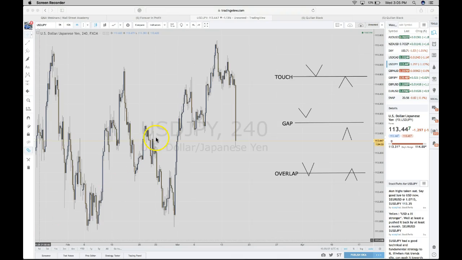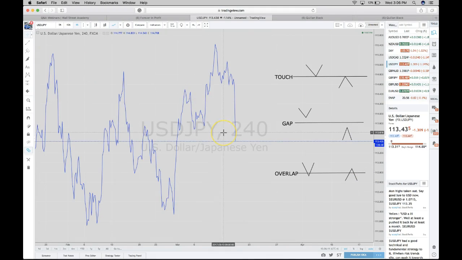Okay, so I have three situations right here. The touch, which is when it does this right here. The gap, it looks like this, and the overlap, which looks like this. All this is done on a line chart like this. Okay, and I'll be showing you guys a few examples and running through the entire chart.